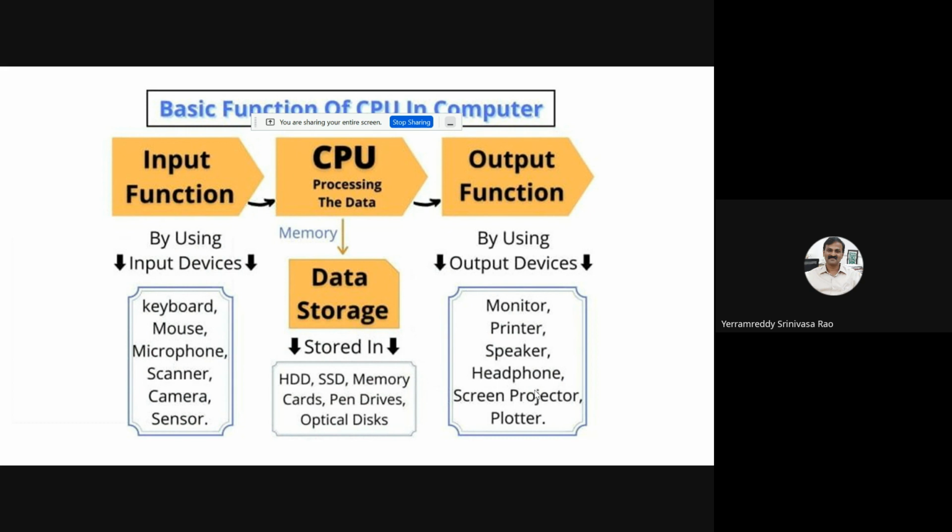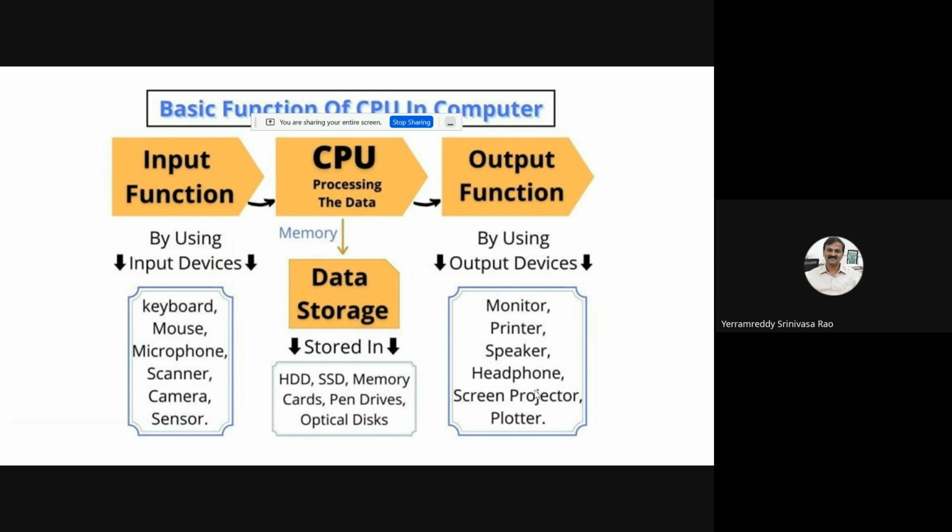Some data is stored in semiconductor devices, some data is stored in magnetic storage devices, or some data is stored optically. So data is always stored not in the CPU, but in the memory. So we need to understand two things here. Program is different, data is different.